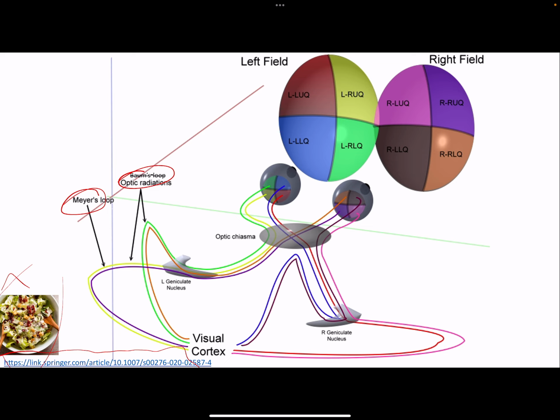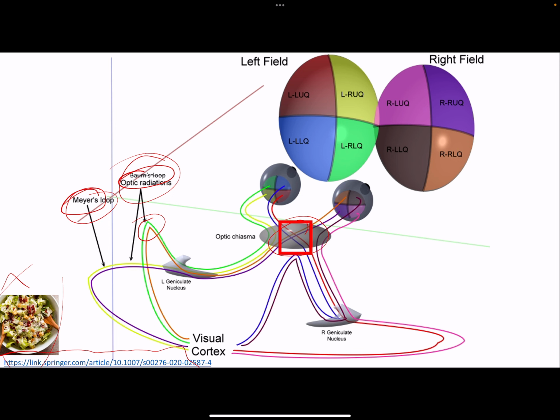But again, Meyer's loop is going to go temporal, and the optic radiation is going to go more parietal, and that's going to be important when we're looking at lesions. So the left part of the brain is the right visual field, and so everything's opposite. Same thing here. When we go to the upper dorsal optic radiation, it's going to actually be the lower part of the visual field, and the lower Meyer's tracts are going to be the upper visual field.